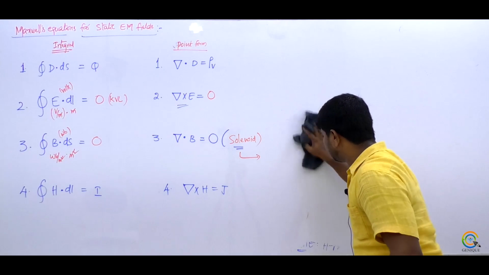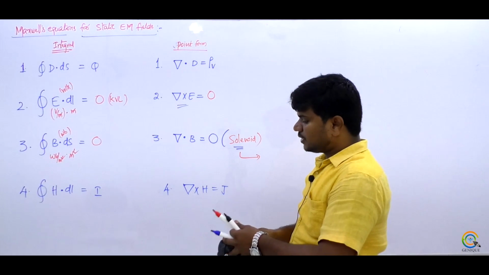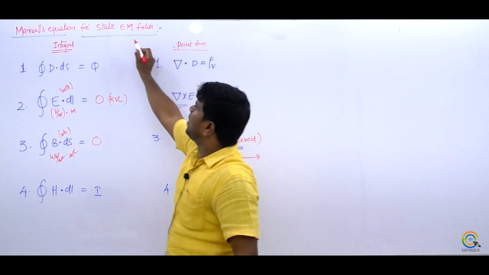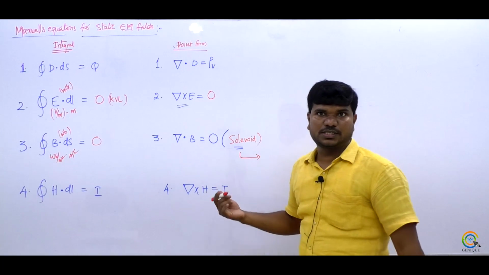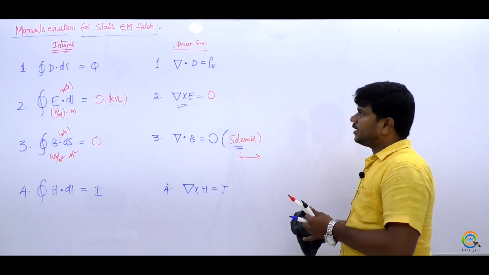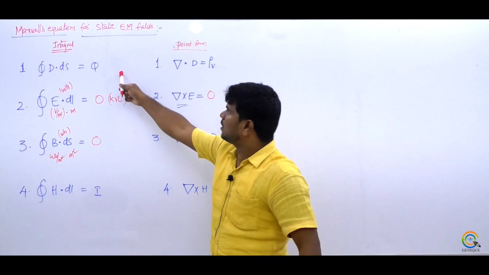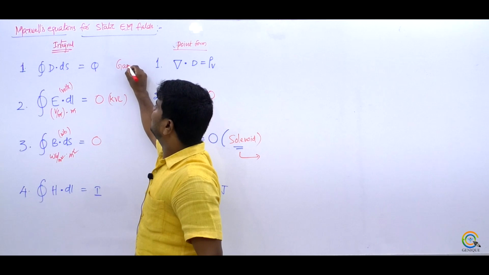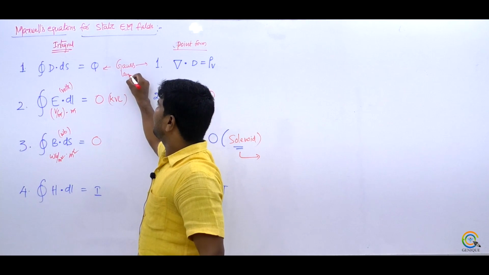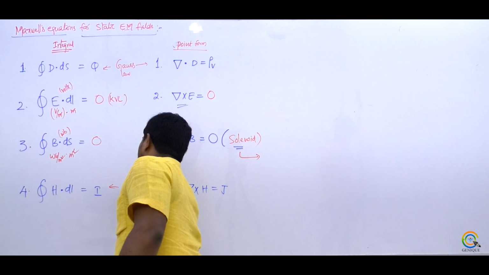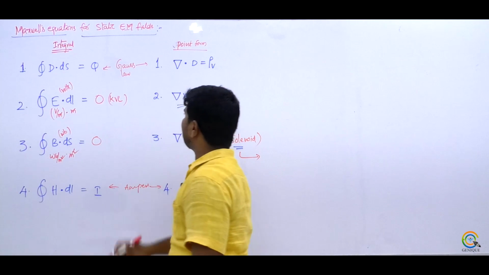So these are called Maxwell's equations for the static electromagnetic fields. If you go for time varying fields, it differs. By observing this, what is this? It is the Gauss law. What is this? This is also a Gauss law. What about this? This is Ampere's law. These two are the Ampere's law.